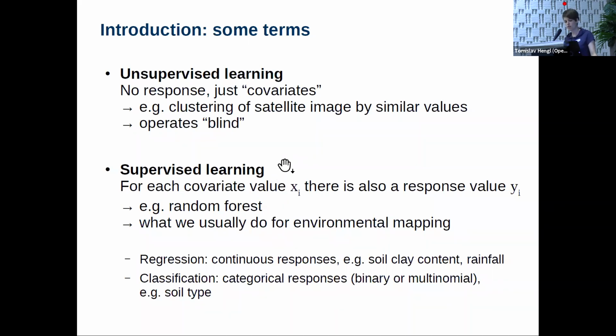In supervised learning, we always have a clear response value, and we have covariates, explanatory variables that are trying to explain our response. So, for example, a linear regression would be supervised learning, or a random forest, and that's what we usually do if we do mapping of a specific response. For example, in my work, I want to know the clay content, so this is clearly a supervised learning task. We can have classes, we can have continuous responses, so this doesn't matter.